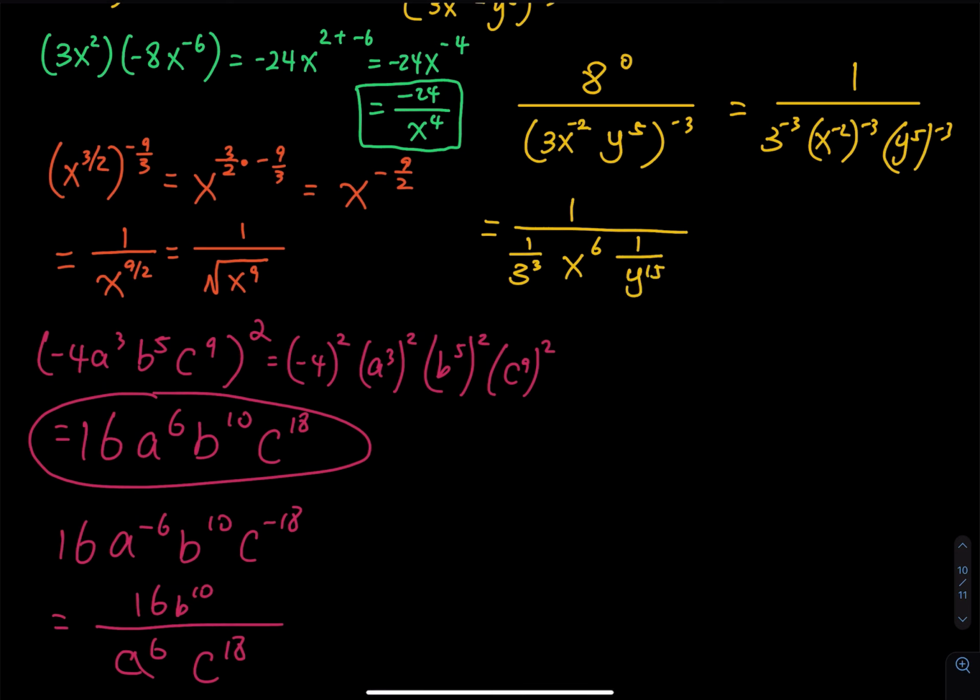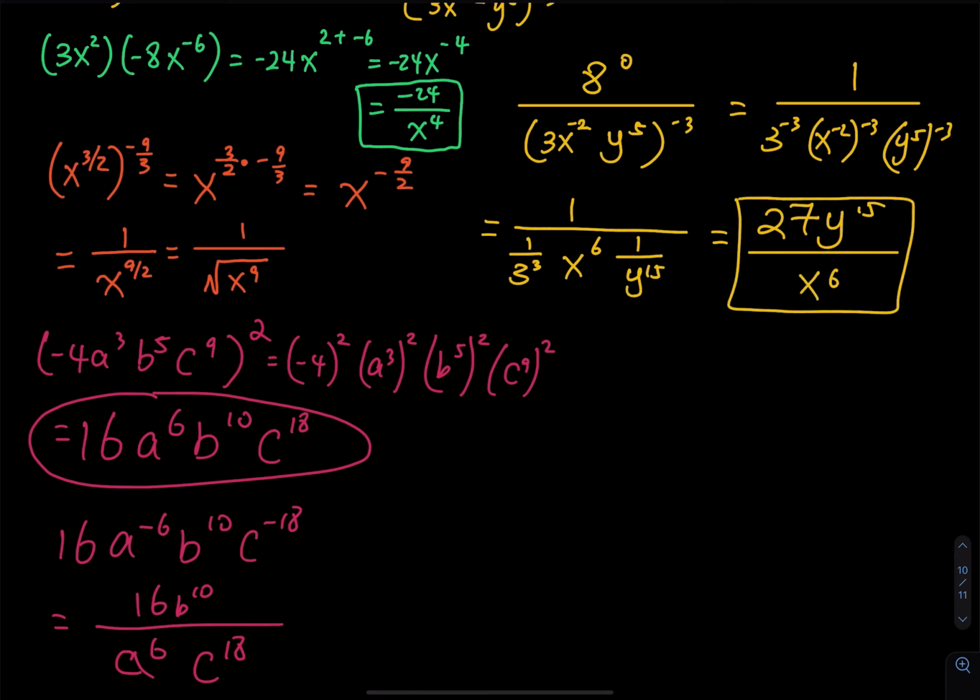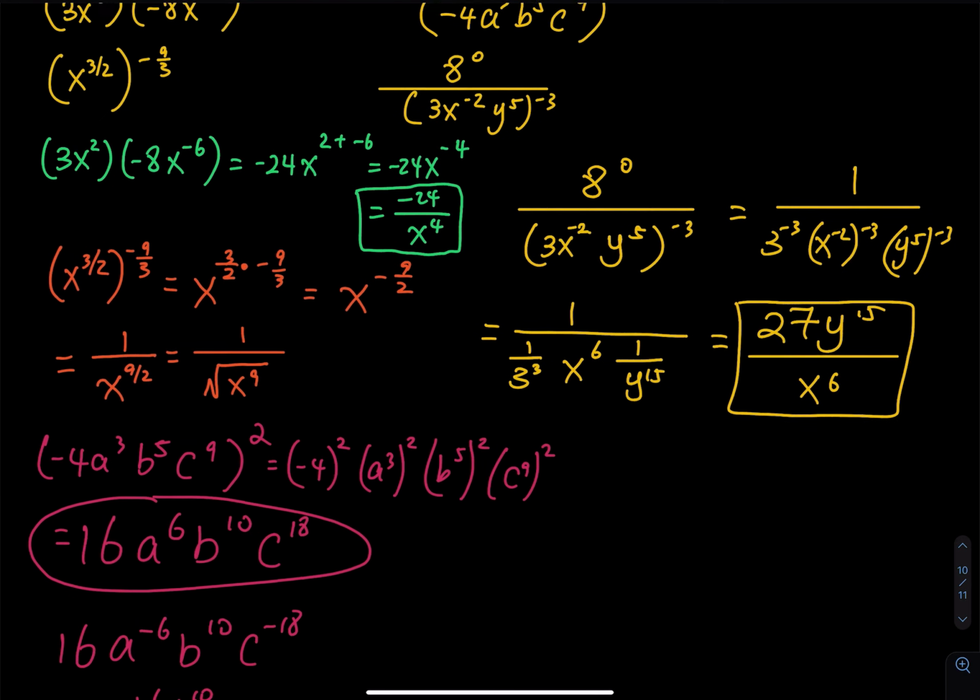And then you bring these two pieces back to the top, then you have 3 to the third. So that is 27. 3 times 3 is 9. 9 times 3 is 27. And then y to the 15. And then divided by x to the 6th power. So this is your final answer. And then I think we have one more, right?